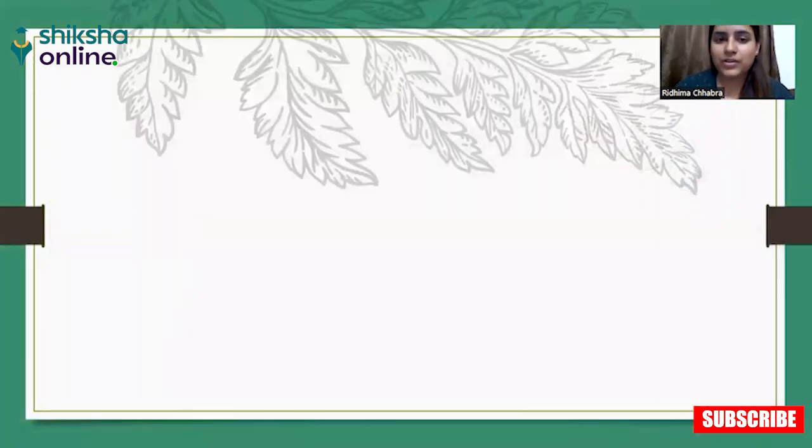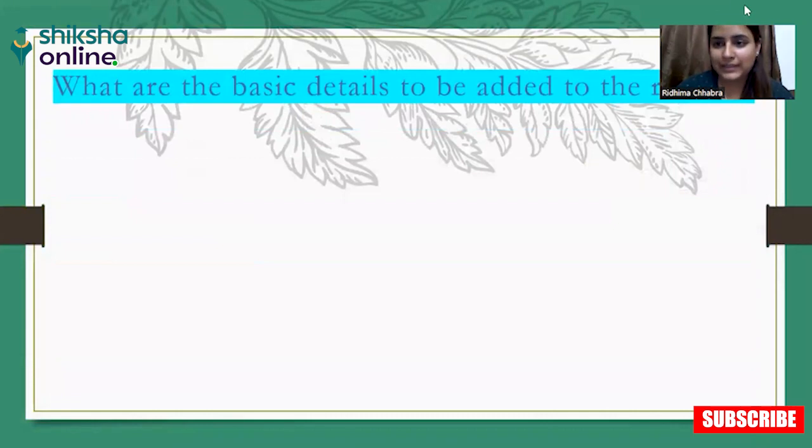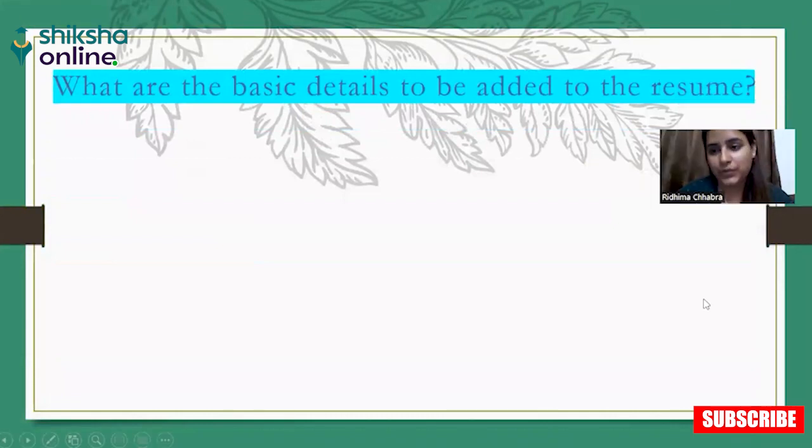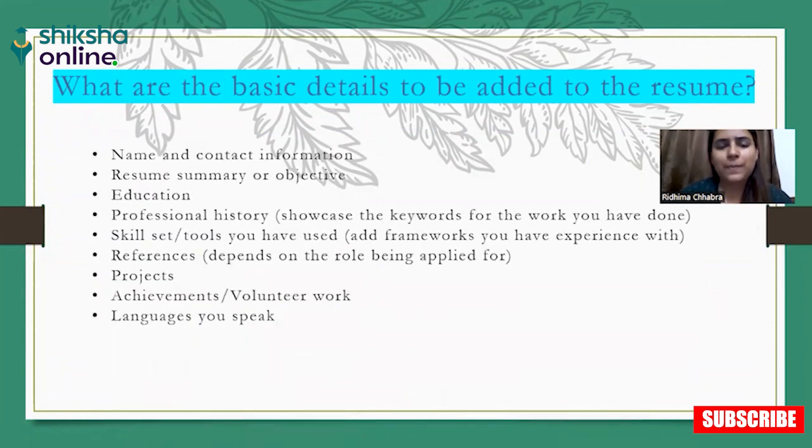Without taking much time, we'll start with the main thing: what are the basic details to be added to the resume? What are the basic things that come to your mind when you think about a resume? It is a thing that will go to a person. Instead of you speaking, your resume has to speak. So first of all, name and contact information, as that is a very, very important thing.